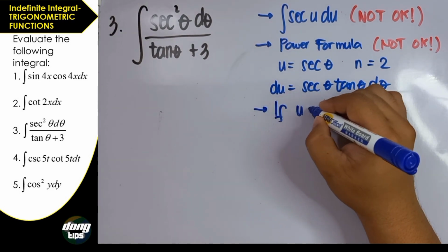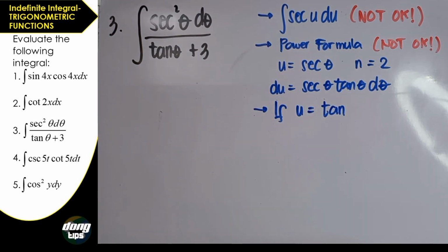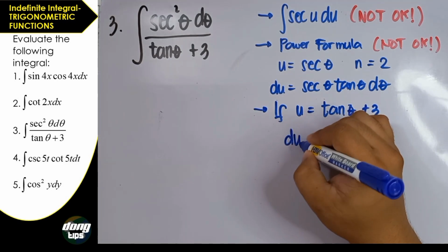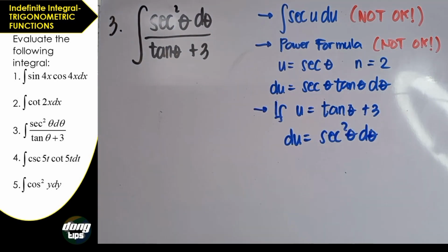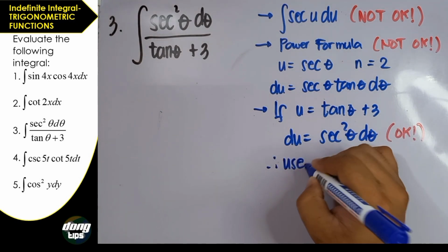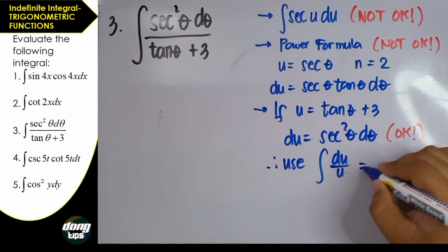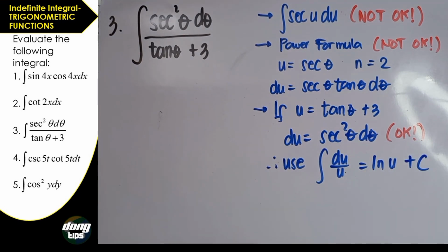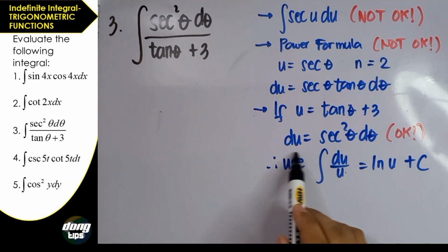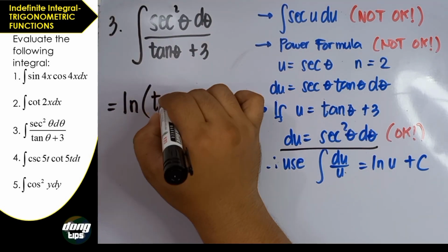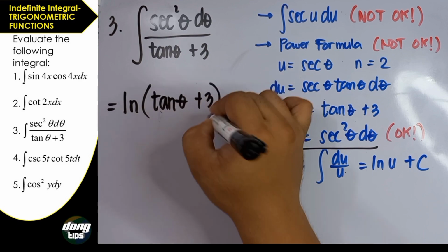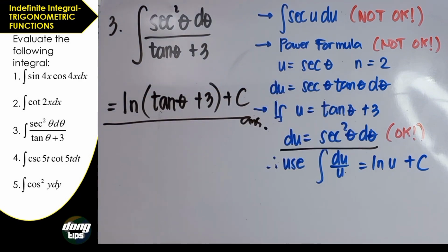But if we use the denominator tangent of theta plus 3 as u, the derivative is equal to the function at the numerator. Therefore, the formula we should use is the integral of du over u equals natural logarithm of u plus c. Since the derivative of u is the same as the given, we don't have to modify it, and the answer is natural logarithm of the quantity tangent of theta plus 3 plus c.